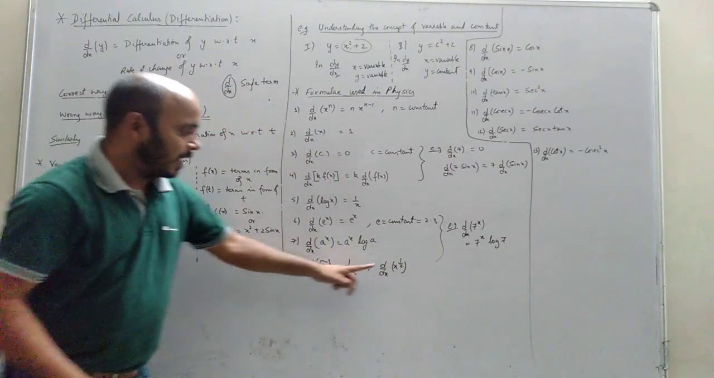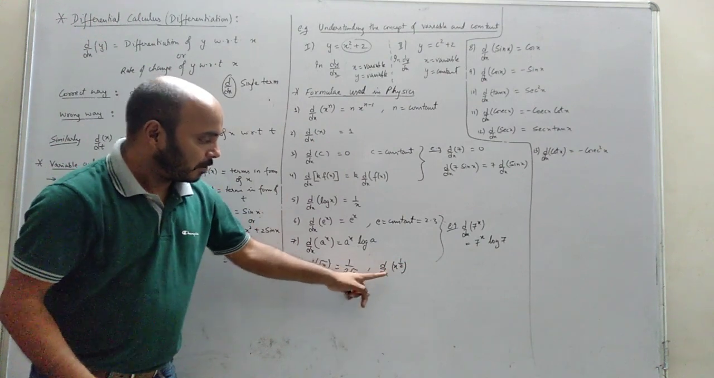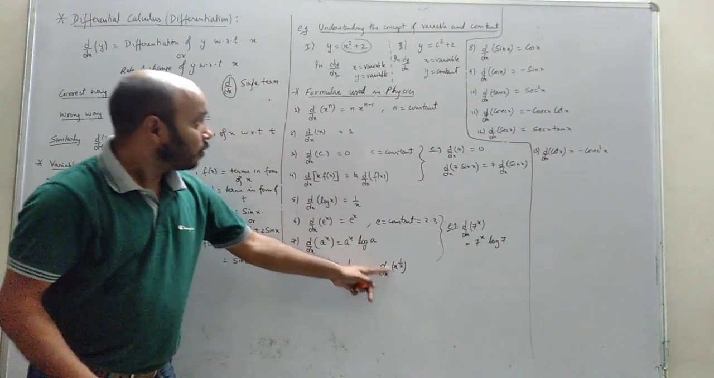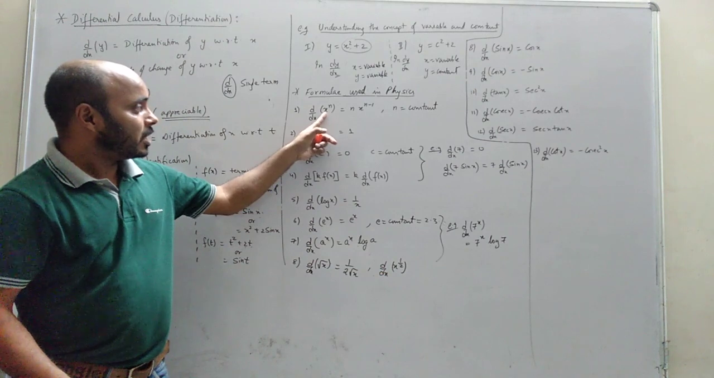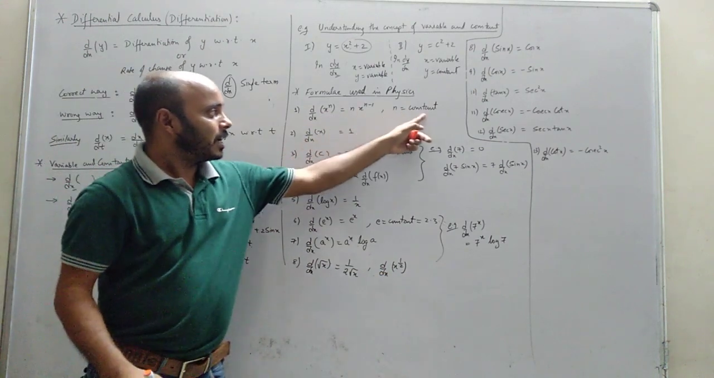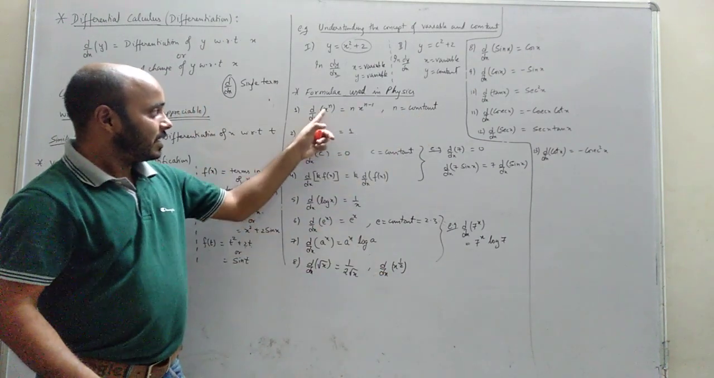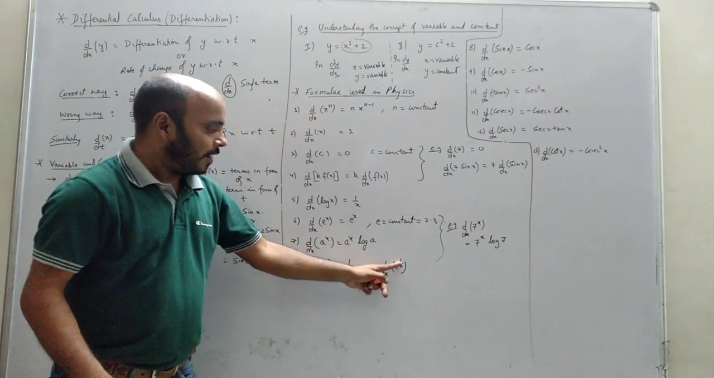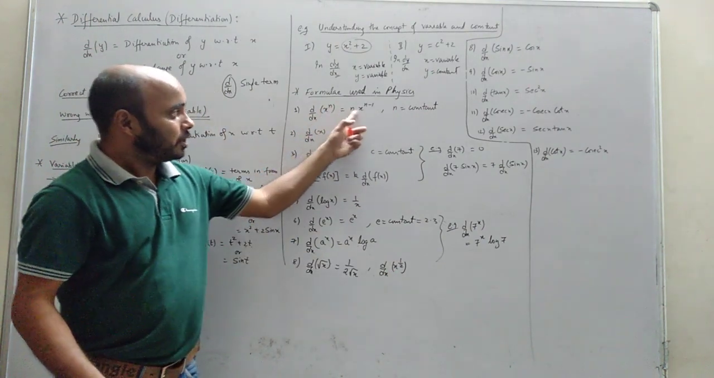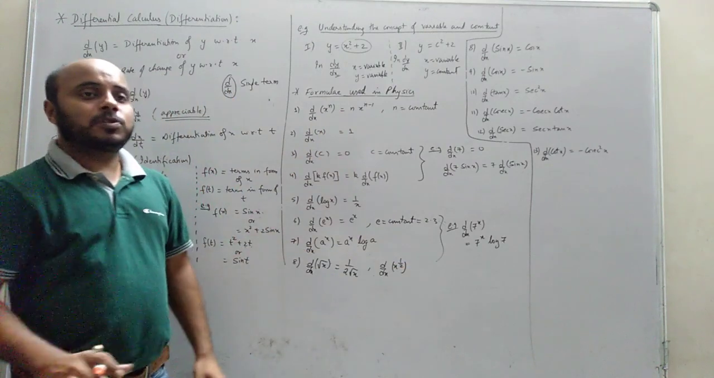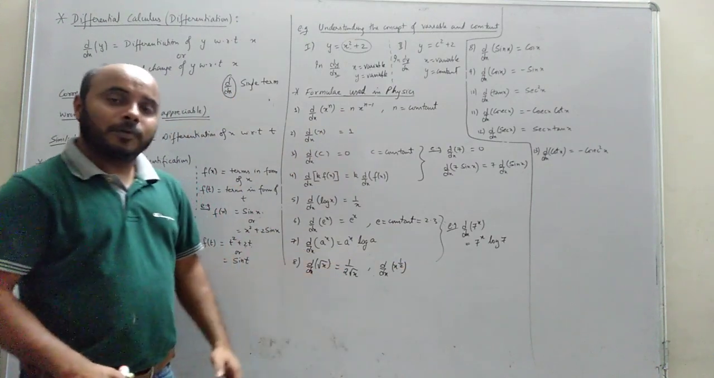So we know root x is x to the power half. d/dx of x to the power half. Now see, d/dx of x to the power half goes to this pattern: d/dx of x to the power n, where n is a constant. So we can use this formula here. Yes, you can use this formula, and you will end up with this formula only.